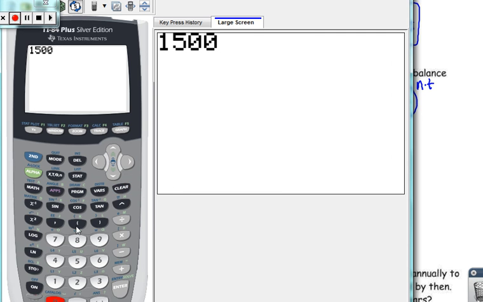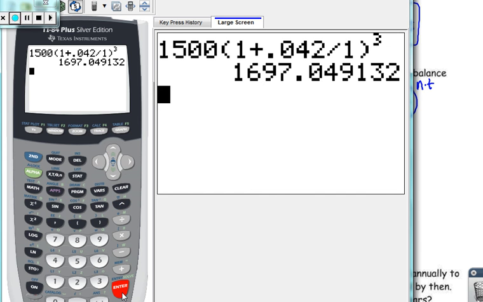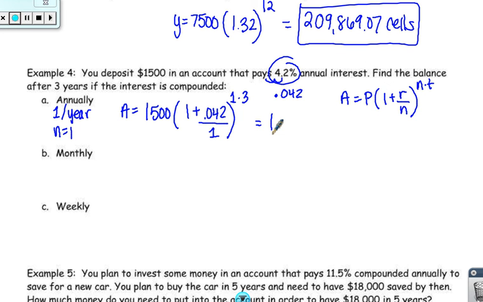So I type this in my calculator. 1,500 times (1 plus 0.042 divided by 1) to the 3 times 1, which is 3. So after 3 years, if I start with $1,500, I now have $1,697.05 in the account if I just let my money sit there and grow.